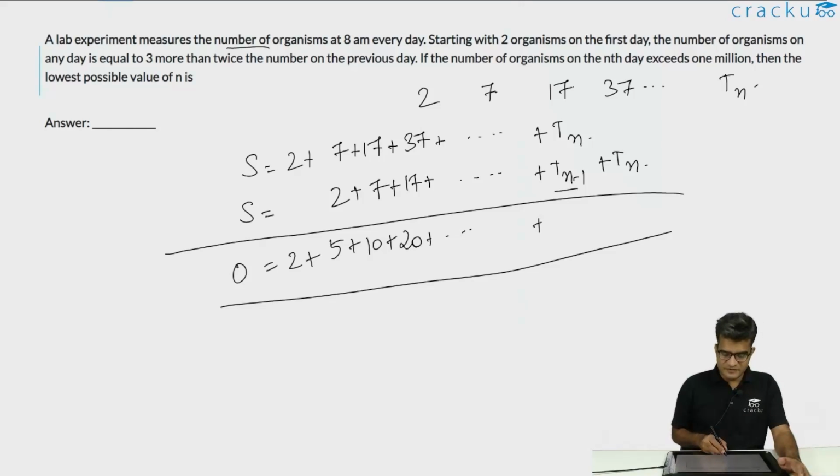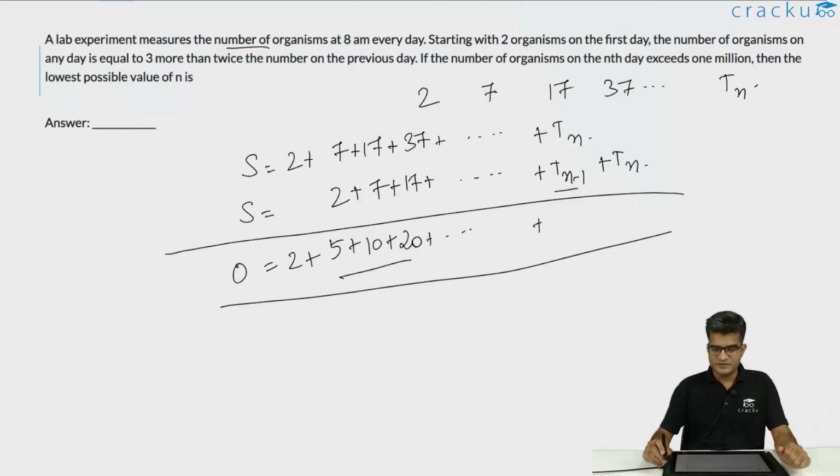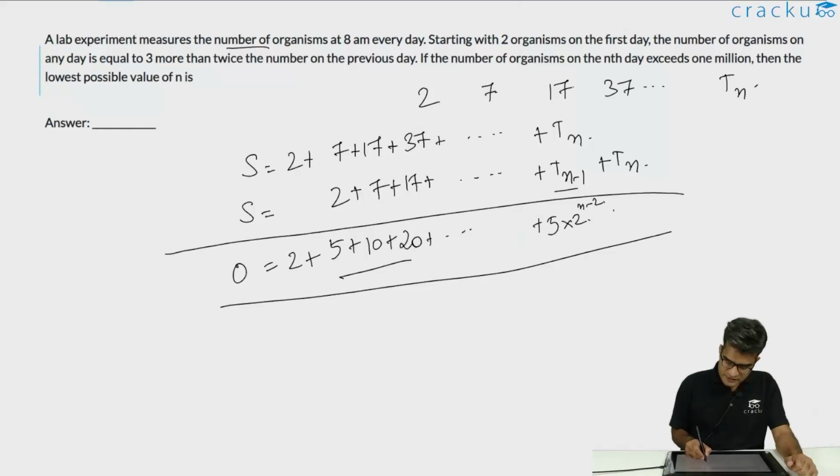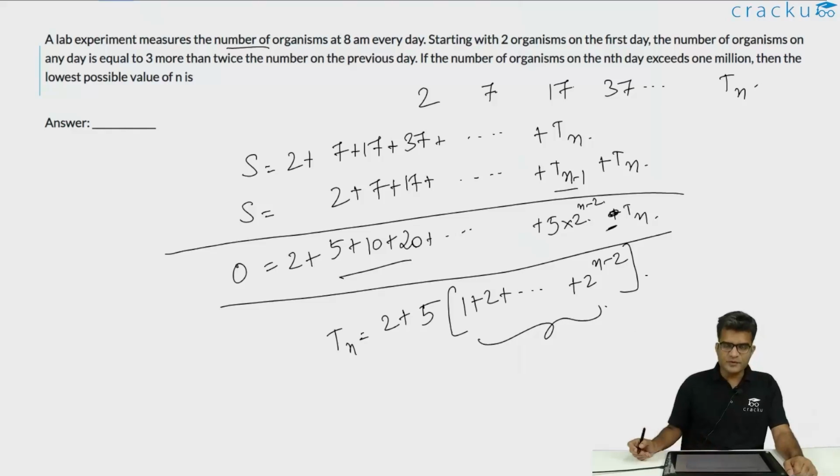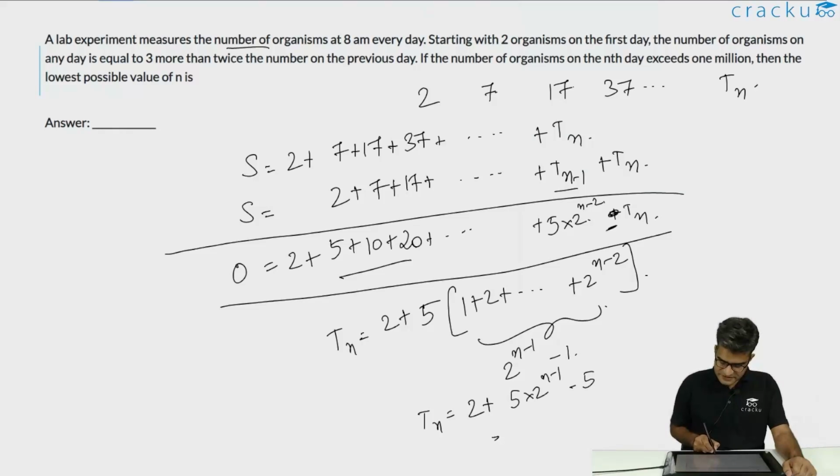You can see that this is a geometric progression where the first term is 5 and the common ratio is 2. So this is 5 into 2 to the power n minus 2 plus Tn. Sorry, this will be minus Tn. Or the value of Tn, which is the nth term, is equal to 2 plus, you take 5 common, 1 plus 2 plus ... plus 2 to the power n minus 2. This is a geometric progression. The sum of this geometric progression will be 2 to the power n minus 1 minus 1. So Tn is equal to 2 plus 5 into 2 to the power n minus 1 minus 5, which is equal to 5 into 2 to the power n minus 1 minus 3.